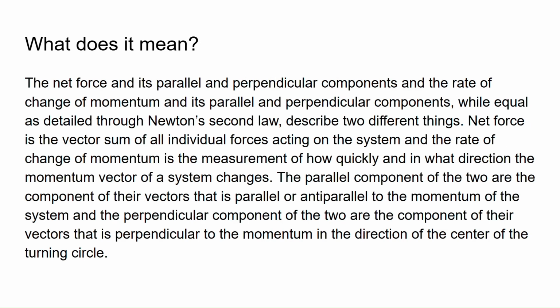What does it mean? Feel free to go back and review the question in the rubric. The net force and its parallel and perpendicular components and the rate of change of momentum in its parallel and perpendicular components, while equal as detailed through Newton's second law, describe two different things. Net force is the vector sum of all individual forces acting on the system, and the rate of change of momentum is the measurement of how quickly and in what direction the momentum vector of a system changes. The parallel components of the two are the component of their vectors that is parallel or antiparallel to the momentum of the system, and the perpendicular component of the two are the component of their vectors that is perpendicular to the momentum in the direction of the center of the turning circle.